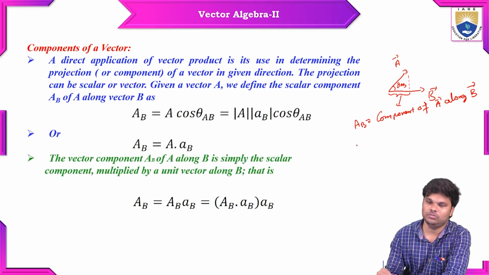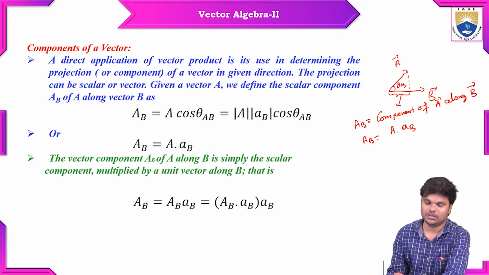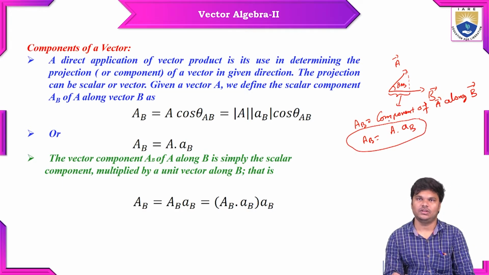If I want to find out the vector component, then what should I do? I just have to multiply with the unit vector along B. That means A dot B hat is equal to A_B. So how do we get this one? That's the question now. Right?